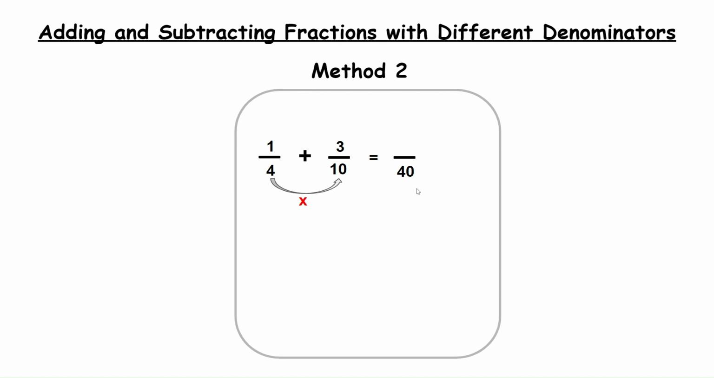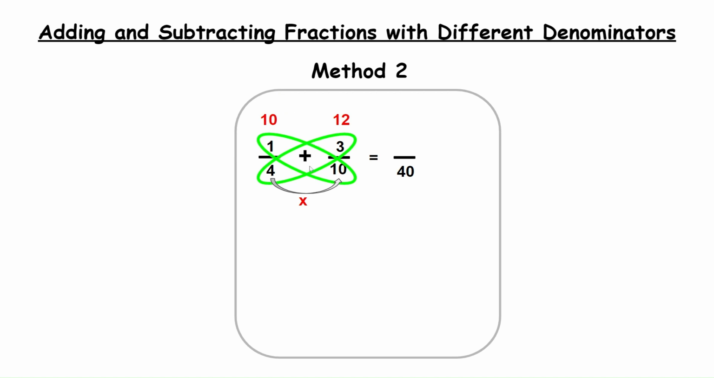Now that we have the denominator of our final answer, in this method, we're going to cross multiply, which means we're going to multiply the denominator of each fraction by the numerator of the other fraction. So I'm going to start by multiplying 10 by 1. 10 multiplied by 1 is 10. And 4 multiplied by 3 is 12.